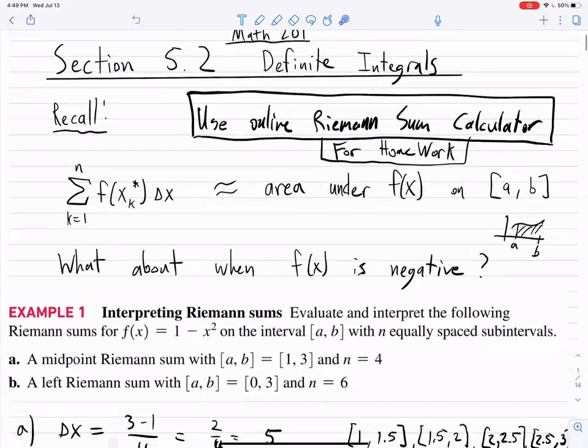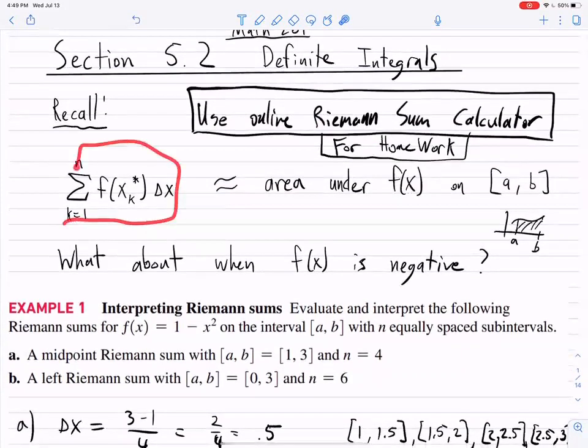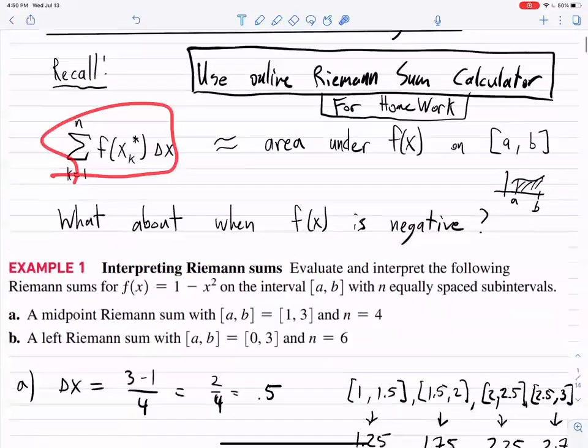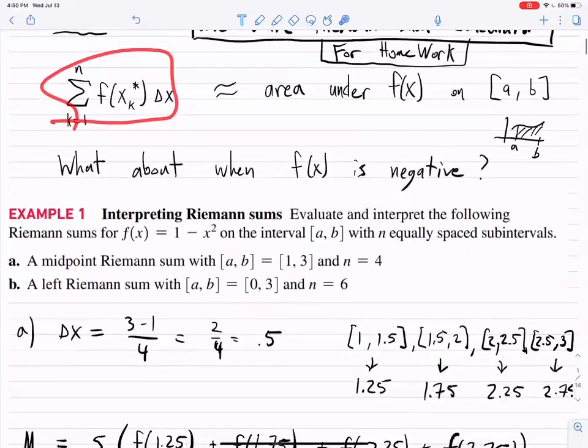Okay. Remember last time we learned about Riemann sums, where it's the sum of a bunch of heights and widths, and this is the area under a function on a given interval from a to b. But what we never really said, but was kind of assumed, was that f of x was always positive. It's always positive area. But now we're going to talk about what happens when f of x is negative. Does this definition still make sense? It turns out it does, and we're going to show what that actually means.